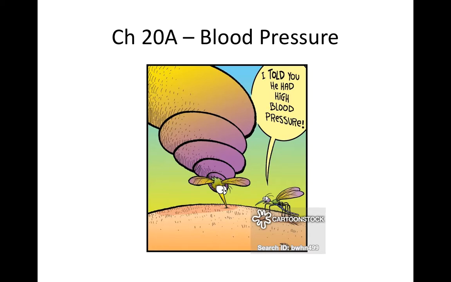Welcome back. We are going to move on to chapter 20 and we're going to start with the concept of blood pressure. So here we have our little mosquito blowing up because the guy has high blood pressure. So very good for Michigan since we've all probably had an experience or two with mosquitoes in our lives.